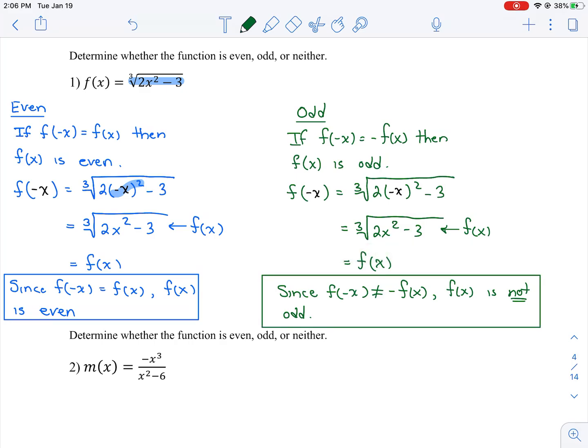Okay, and to check the work, I'm going to graph this function in Desmos. Because if the graph of this function is symmetric with respect to the vertical axis, then the function is even and we did the work correctly. So let's see.